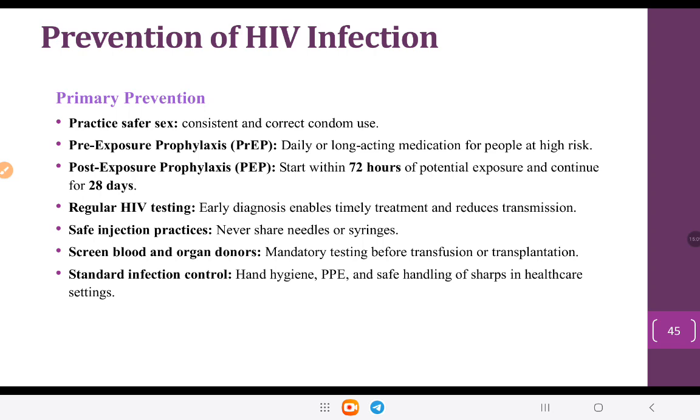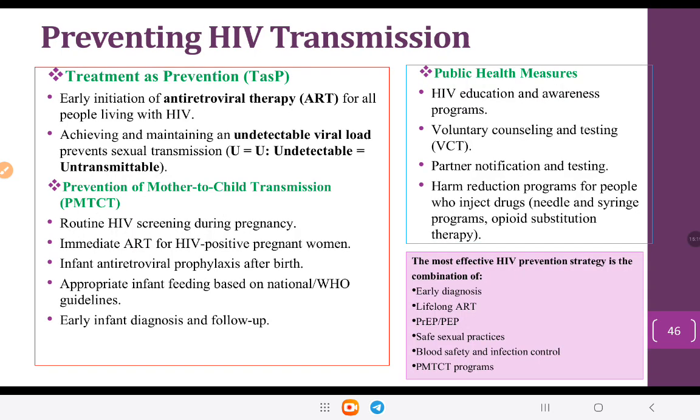We need to use hand hygiene, PPE, and safe handling of sharps in the healthcare setting. How do we prevent HIV transmission? Treatment itself is not only preventing transmission.